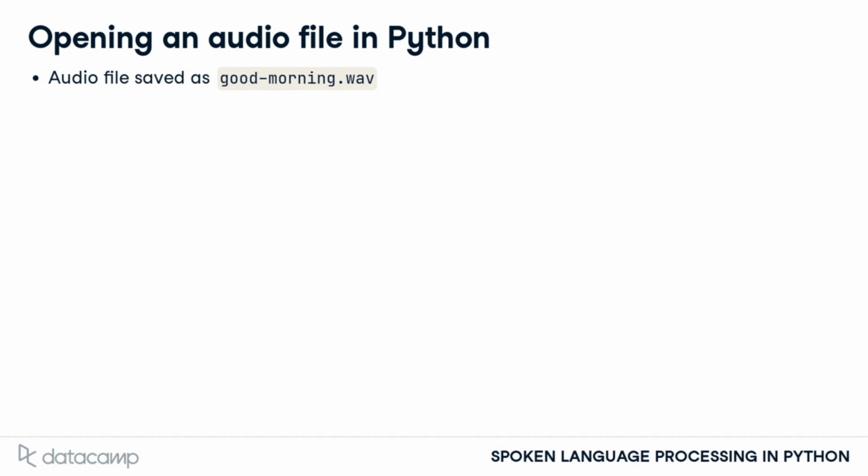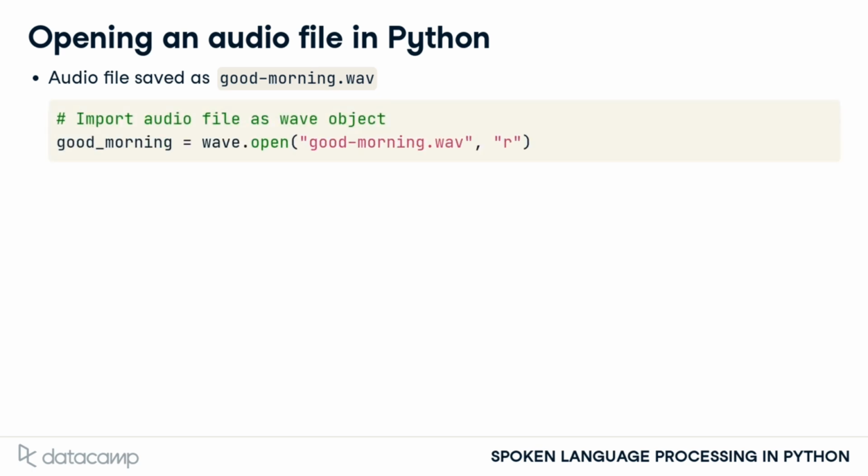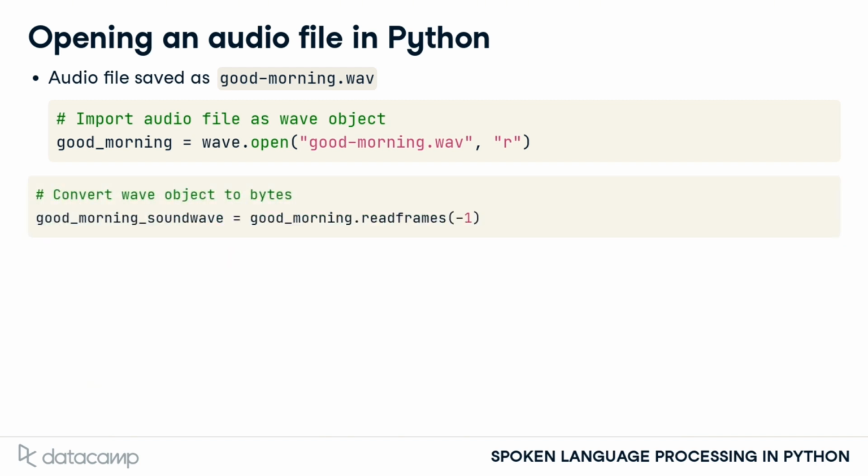It contains a person saying the words good morning. To import it, we'll use wave's open method. Now we've saved the goodmorning.wav audio file to the variable good_morning in the format of a wave object. However, in this state, it's not very useful to us. To manipulate it further, we'll use the readframes method to convert the wave object to bytes. The -1 means we want to read in all of the pieces of information within the wave object.